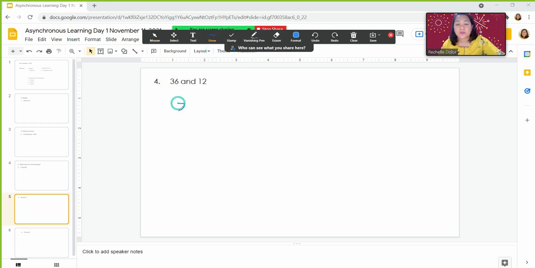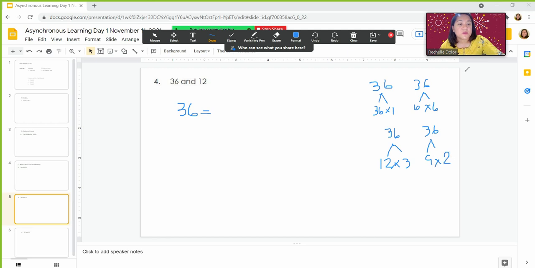Same process. What are the factors of 36? I'm doing it the short way, but if you want to slow down, this is how you do it. 36 times 1, right? 6 times 6, that's what I know. 12 times 3. 9 times 4. And 18 times 2. And I think that's it.